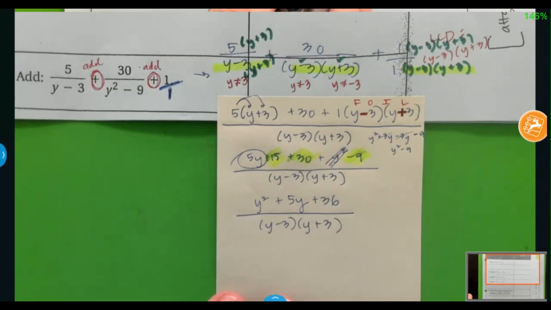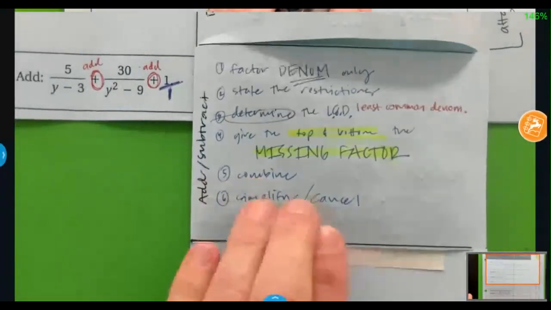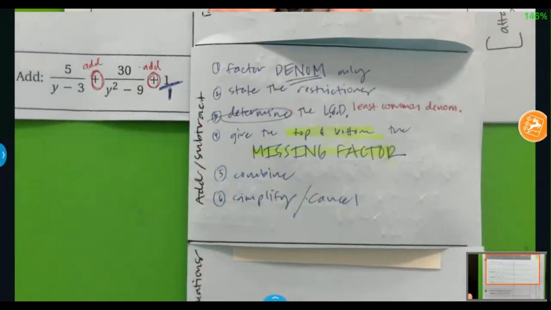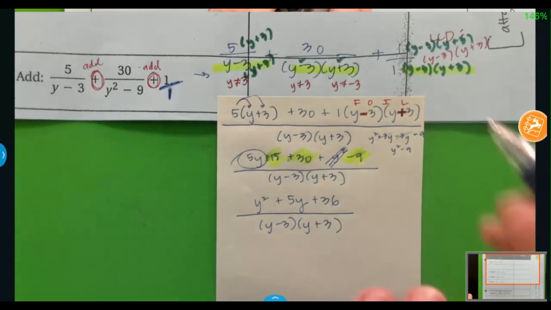Now, we're not finished. Let's go back to our paper. Number 5 says combine, which we just did. But number 6 says simplify, sometimes cancel. We definitely need to simplify. We need to factor this numerator. This is a trinomial. Well, excuse me, let me take that back. We want to try to factor if possible. Sometimes it's possible, sometimes it's not. So let's see if we can factor this.